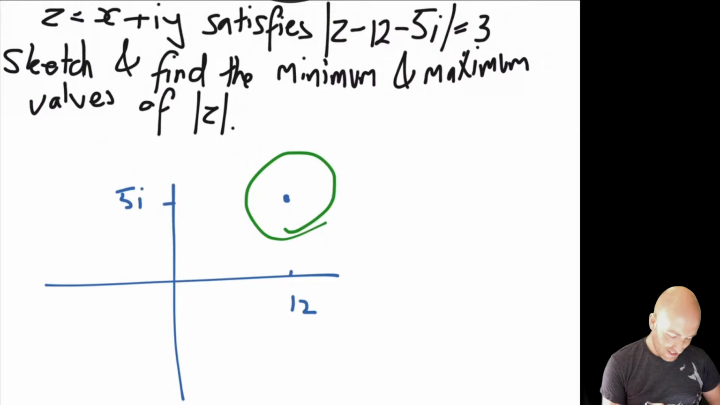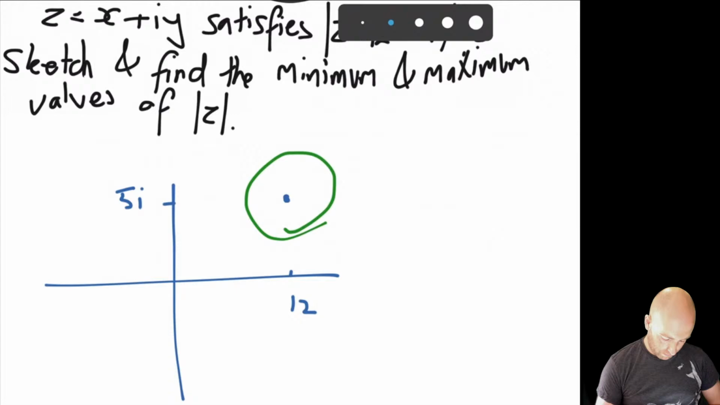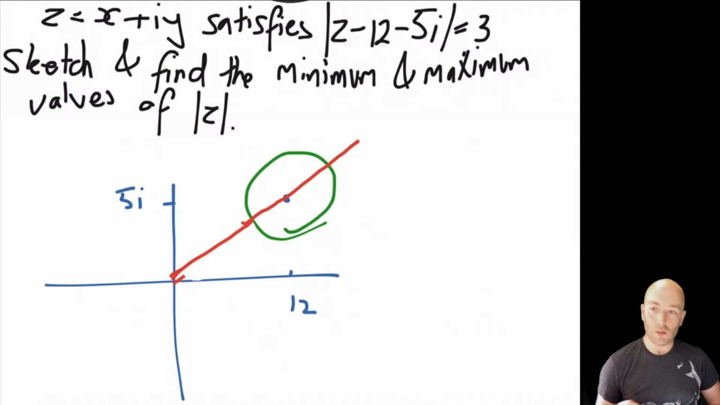Well, the minimum value of z is going to be the z value closest to the origin. Max value is going to be the value furthest from the origin, and it'll be going through that point there. We know the radius is 3. If we work out the length to the middle, we can just add 3 and take 3, because it's only asking us for the length.